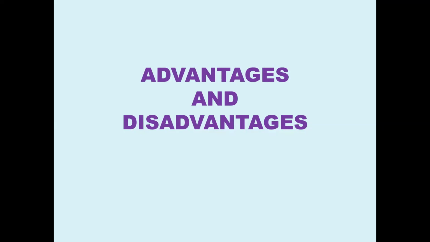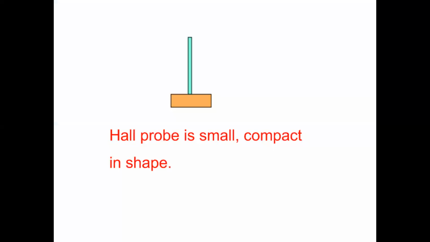Next line, change the line and write under it that Hall probe is very sensitive to temperature changes.